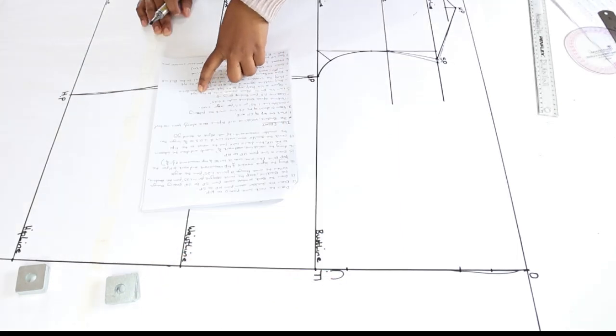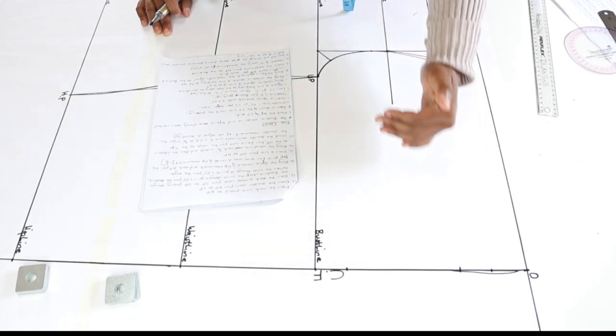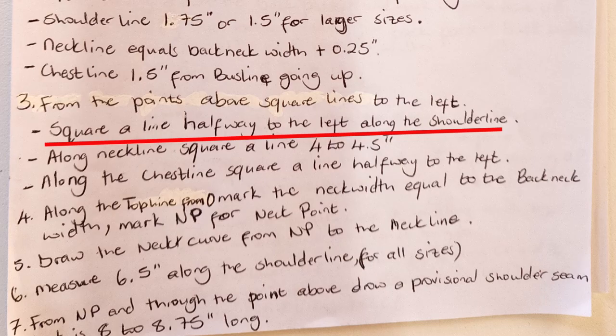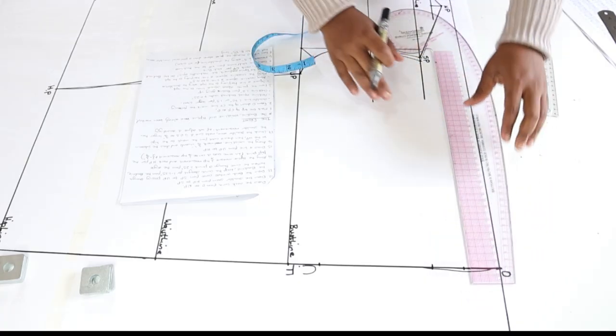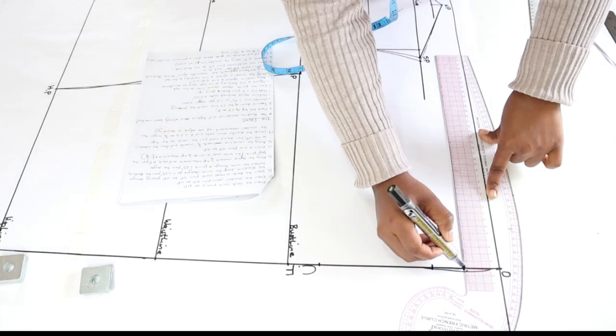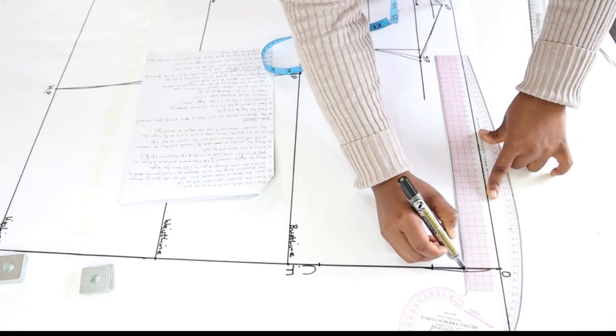We are going to square lines to the left. The left now is this side. First, we are going to square a line halfway to the left from the shoulder line. This is my shoulder line right here. I'm going to square a line up to halfway to the left.